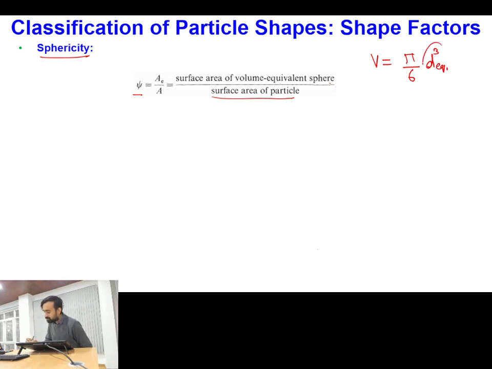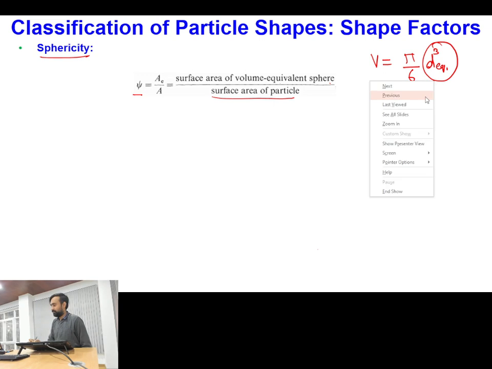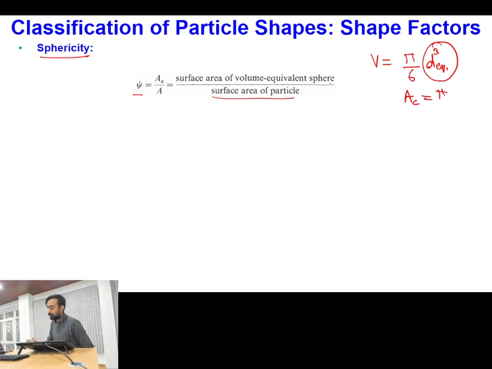Now if I use this d equivalent as a parameter to calculate AC, AC is nothing but the surface area of the volume equivalent sphere. So what is the surface area of a sphere? 4 pi r squared, so in terms of d equivalent, it is pi d equivalent square. Okay, is this one clear? So that will be my AC. So when we are calculating sphericity, we are considering the equivalence of the volume.